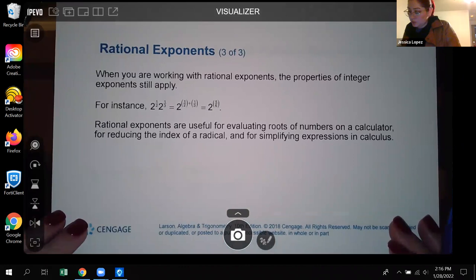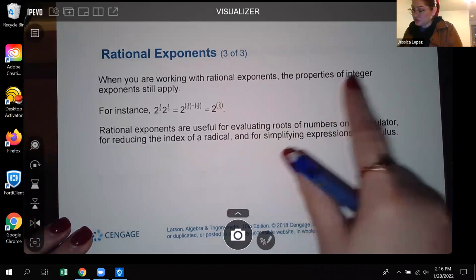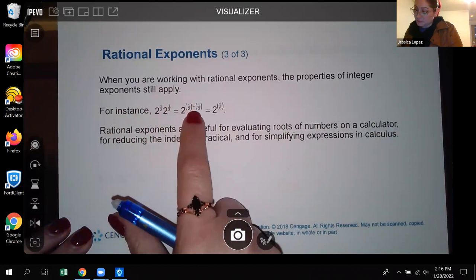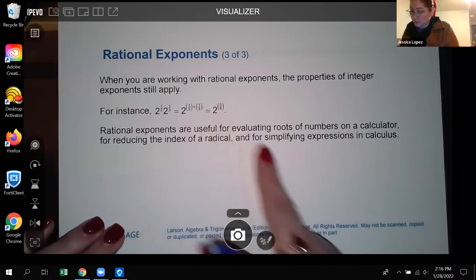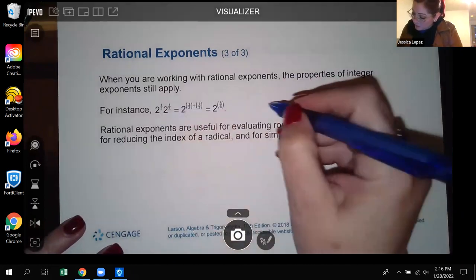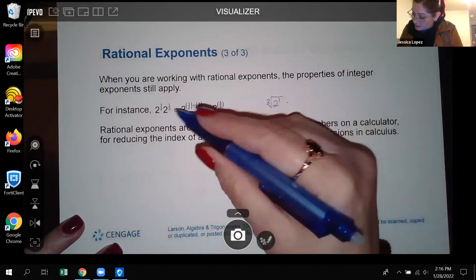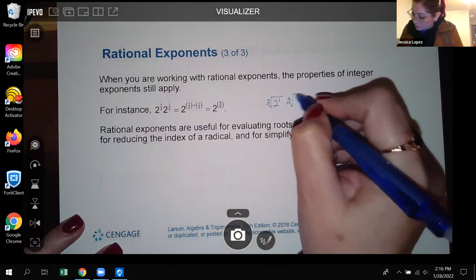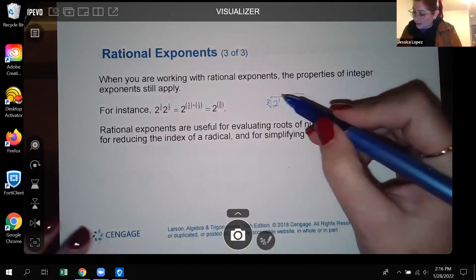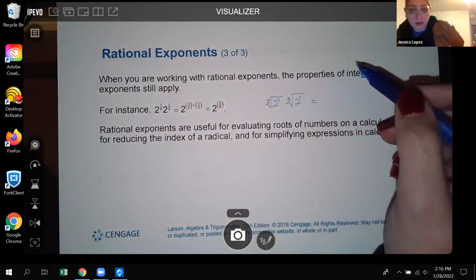So it says, when you are working with rational exponents, fraction exponents, the properties of integer exponents still apply. For instance, if you're doing this, you know you need to add the exponents, and so you end up with this result, okay? What does that mean for a problem? Remember, 2 to the 1/2 is saying the same as the square root of 2 to the 1, and this one is saying the same thing as the cube root of 2 to the 1. And we talked about what happens when what's on the inside matches, but what's on the outside doesn't, okay?